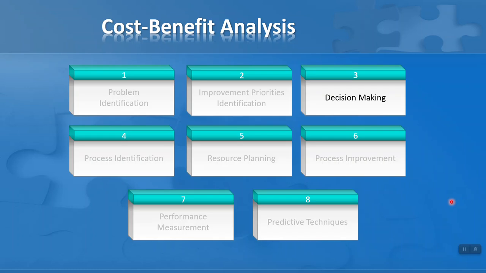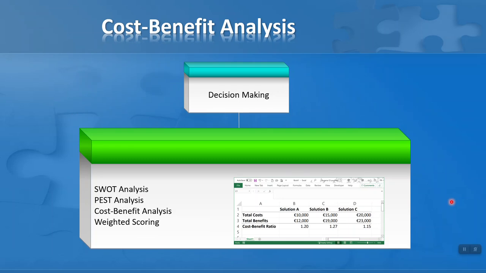Cost-benefit analysis is part of Section 3, decision making, and within this section you can see that we have 4 problem-solving techniques, and cost-benefit analysis is the third of these.